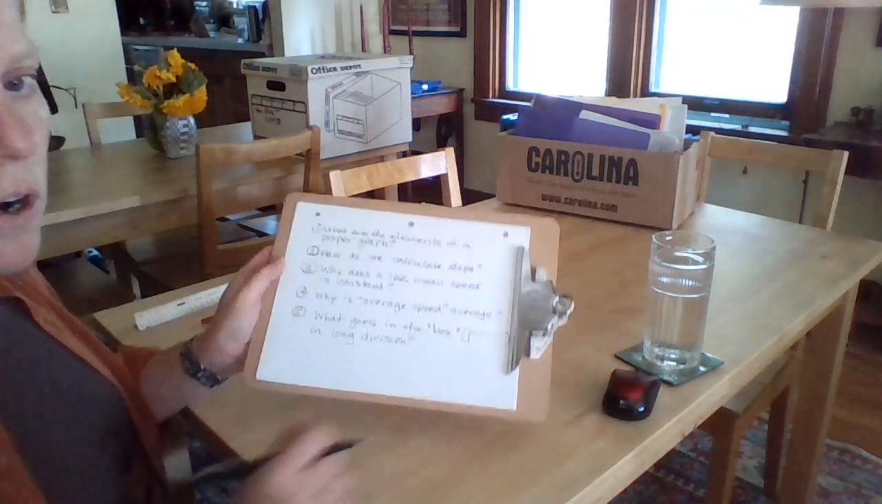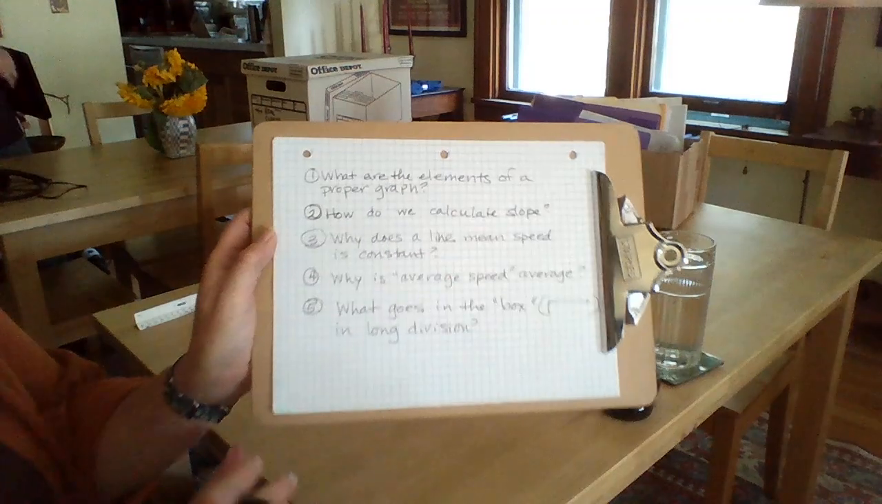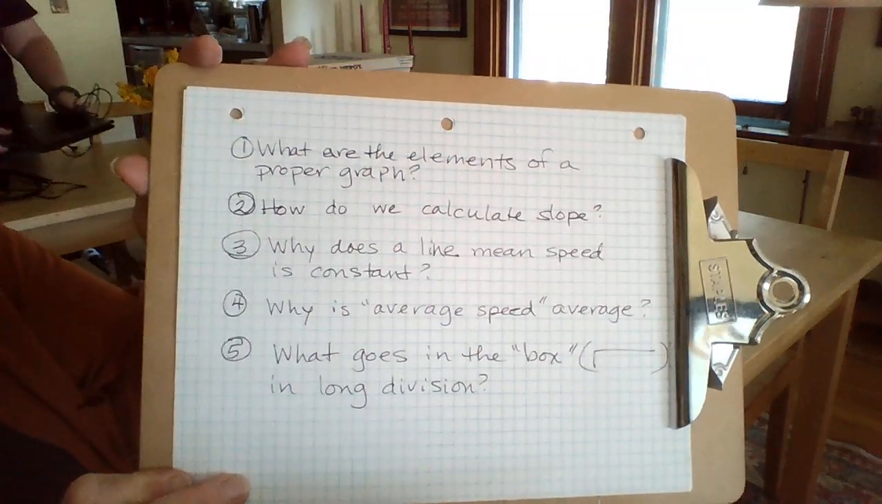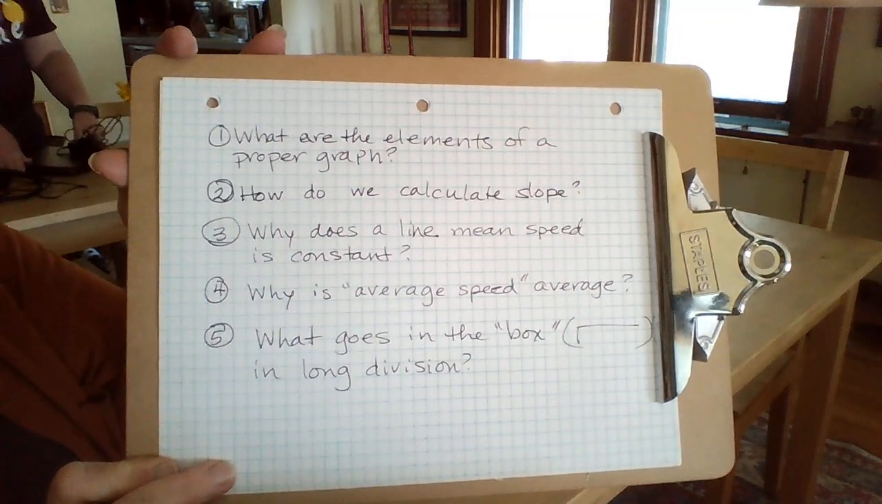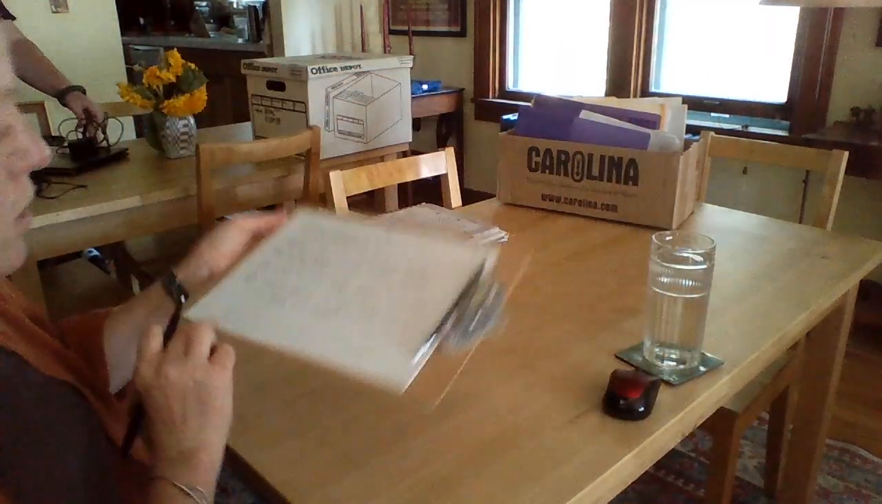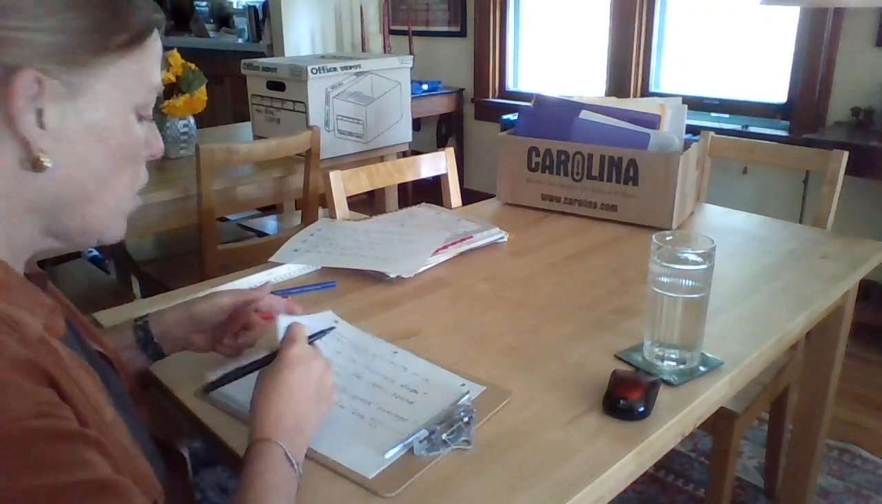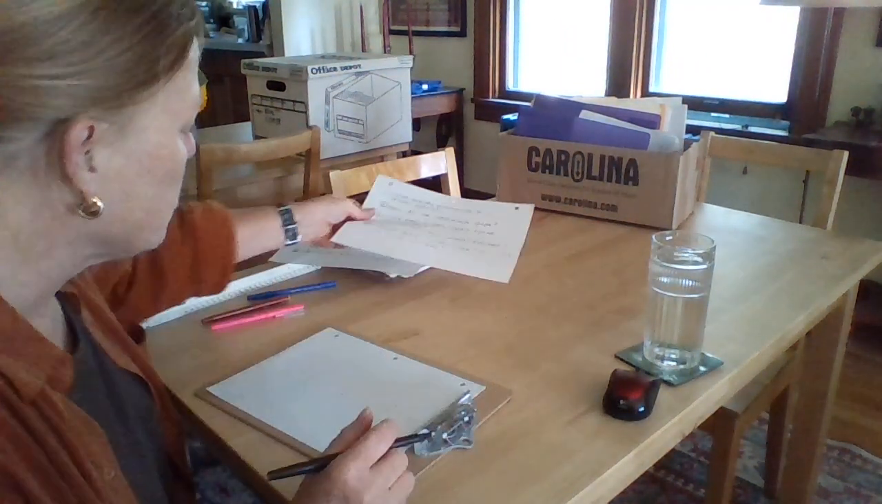Okay, so there are our 5 elements. Zoom in on them. Let's get started on the first one. What are the elements of a proper graph?